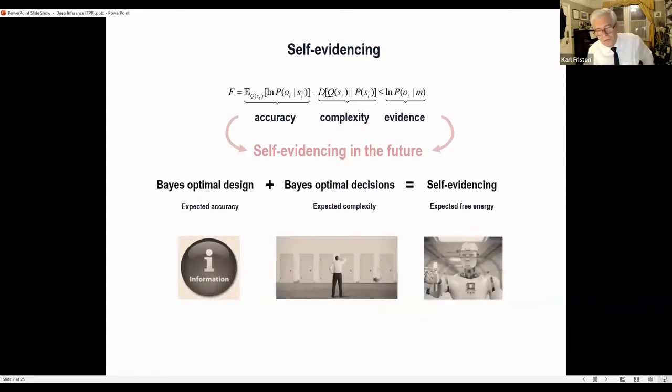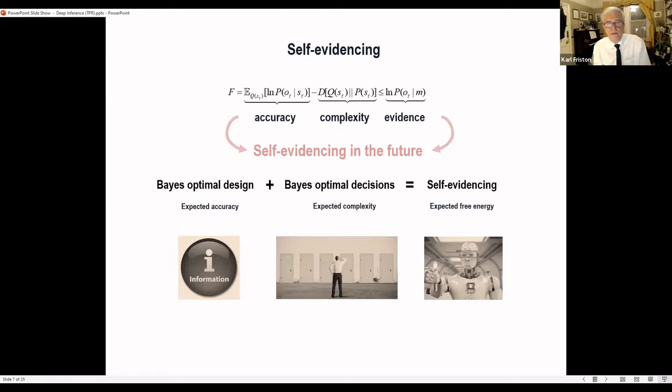So the rest of this talk is just basically taking that notion and saying, well, if these are the imperatives for sense making, and I am in charge of the data that I am going to use as the basis of my inference, then I should choose those actions that maximize free energy in the future, maximize my evidence bound in the future, which means I should maximize my expected accuracy and minimize my expected complexity. And the story is, if you just look at the maths, basically what that means is you've got two kinds of Bayes optimality in play. The first kind is choosing actions that maximize expected accuracy.